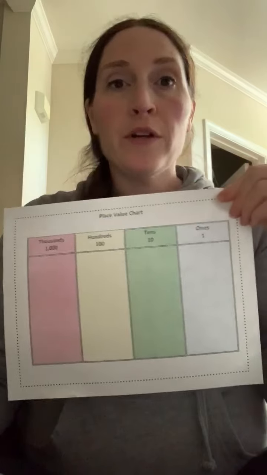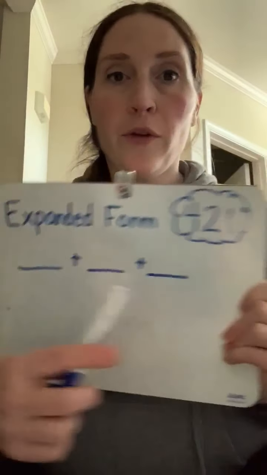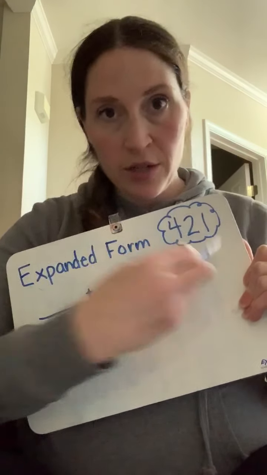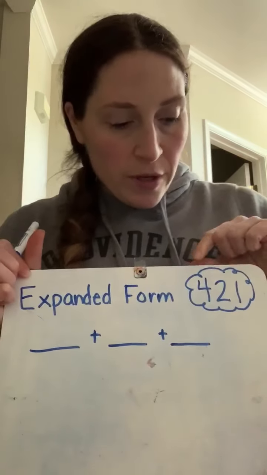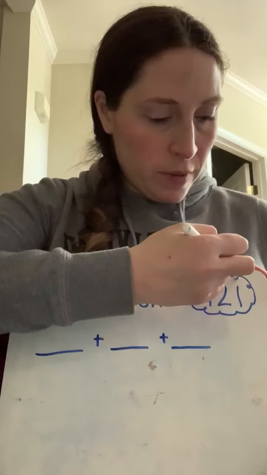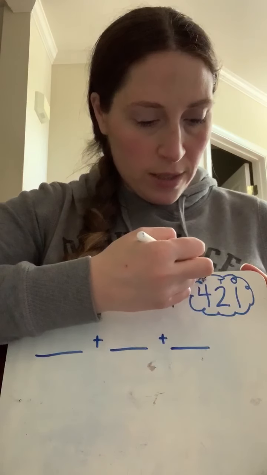So I'm going to go over expanded form first. You guys are going to be working on that this week, and also the place of a digit and the value of a digit. For expanded form, we're going to work with this 3-digit number here. Digits are just each of the separate numbers. So our number is 421. Our 1 is in our ones place, our 2 is in our tens place, and our 4 is in our hundreds place.